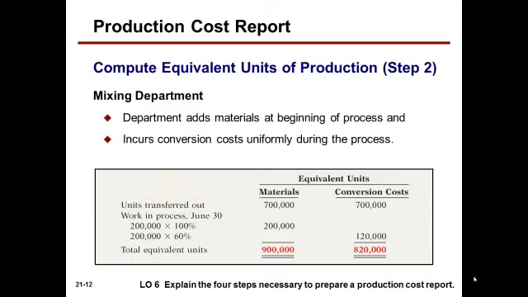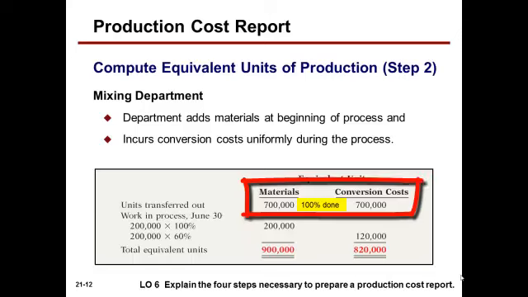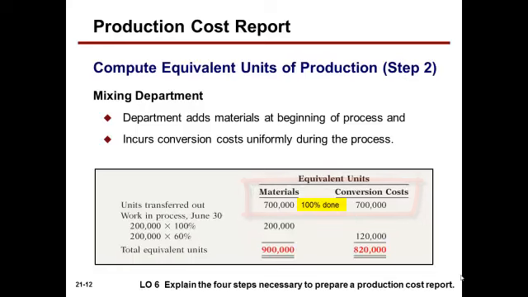In step 2, the mixing department fully processed 700,000 units. They are 100% done with respect to both the materials cost element and the conversion cost element. So we'll need to reflect the full amount of those units under each cost category. The ending June 30th work in process inventory is only 100% completed as concerns the introduction of the material cost element, but only 60% completed with respect to their conversion in the mixing department. This percent of completion with respect to conversion will be given to you. You'll need to make the EU calculation under the appropriate cost category.